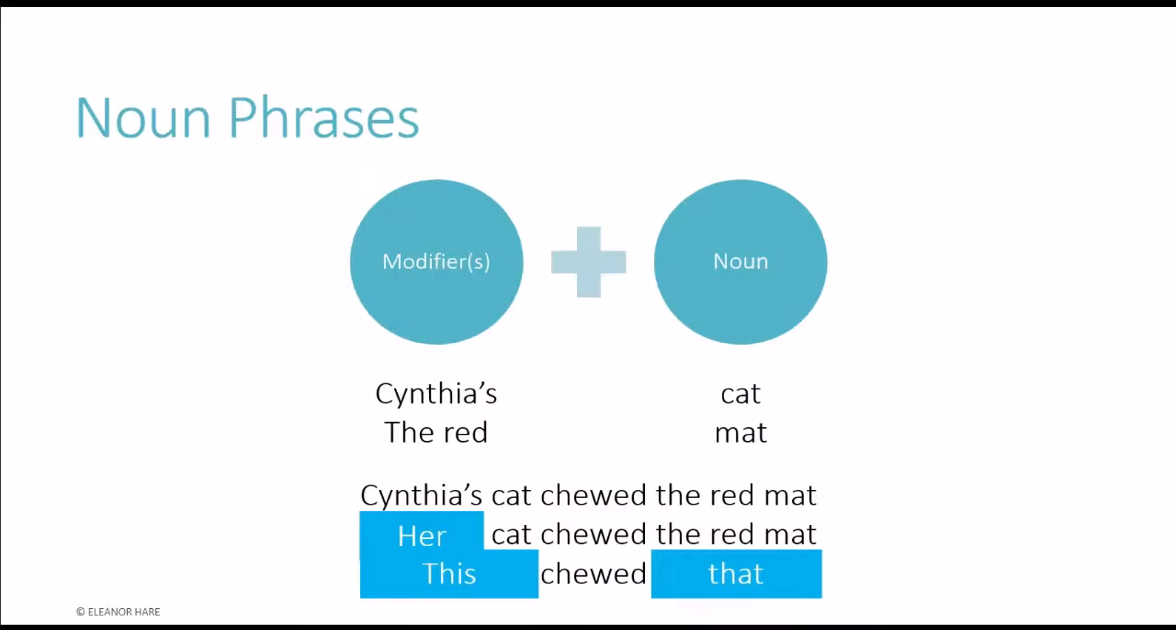So let's look at noun phrases, just quickly. This is also a bit of extra detail which you don't really need to know. It's just to help demonstrate exactly what I mean by pronouns replace nouns, because this is the pronoun test for noun phrases. Noun phrases can be substituted by a pronoun. So, for example, the red mat is a noun phrase. It consists of a modifier, the red, and a noun, which is mat. Also note that Cynthia here is a proper noun.